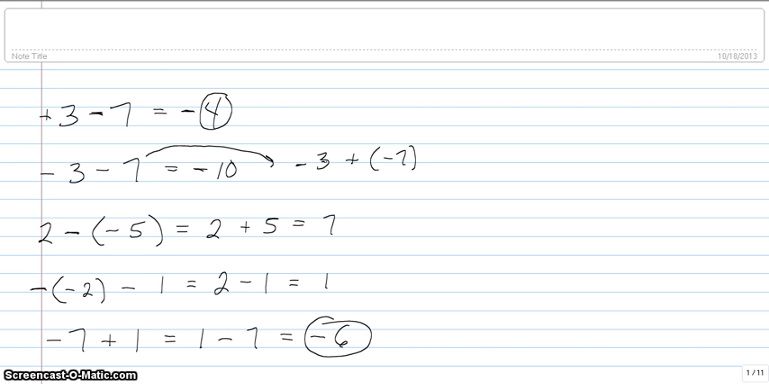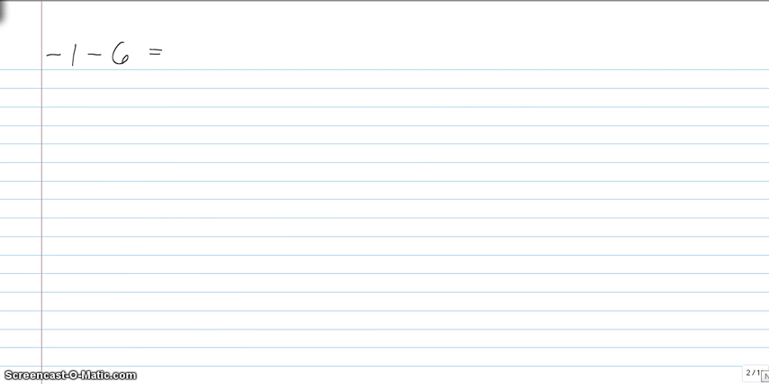Okay, so let's go through 5 more. We'll go a little bit more quickly. And then at the end, have you do 5 on your own and see how you do. So, negative 1, subtract 6. Got to be negative 7, right? 1 and 6 add up to 7, but you're taking a negative and subtracting, so the answer has to be negative.